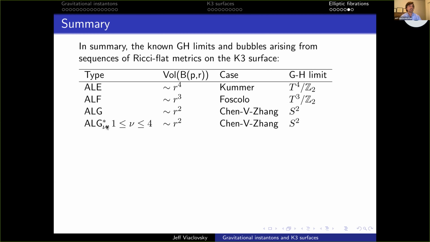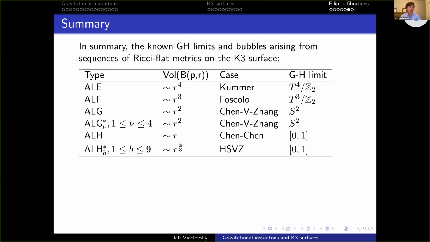ALG star bubbles, this is that work in progress which I just described, for nu between 1 and 4, can also occur. ALH bubbles arose in Chen-Chen's work. ALH B star arose in HsvZ. Basically these are all of the examples constructed in Heim's thesis. So we now know that they can arise as bubbles from K3 surfaces.